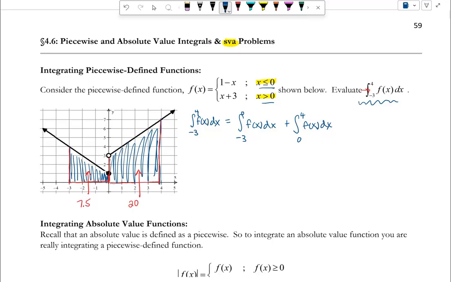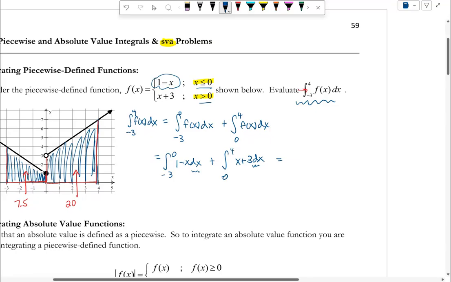All right, so when we go to actually do this, from -3 to 0, I'm using the top part of my piecewise. So I would use 1 minus x as the function I'm integrating, and then I'm going to add to that the integral from 0 to 4 of x plus 3. And this is really important. Don't forget your dx when we do this, because the dx kind of closes the integral. And if we forget the first one, that plus sign is going to look like it is part of the first integral.